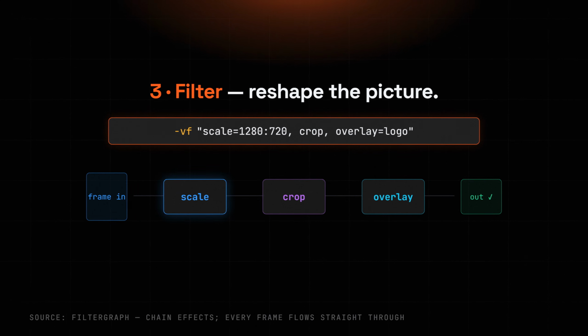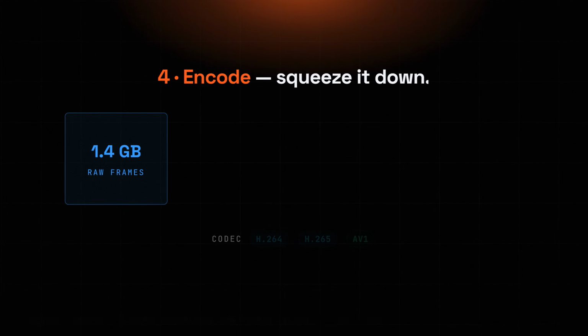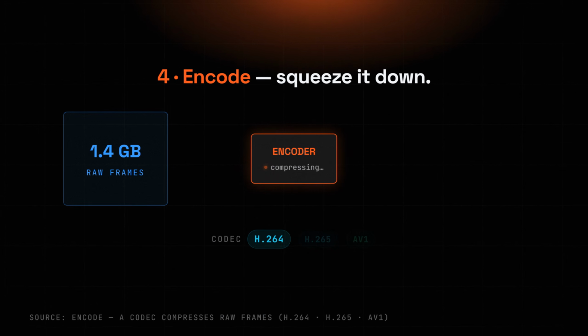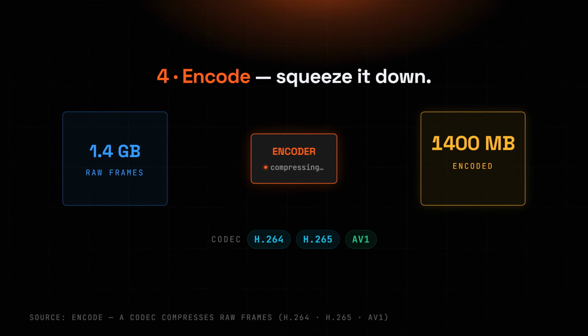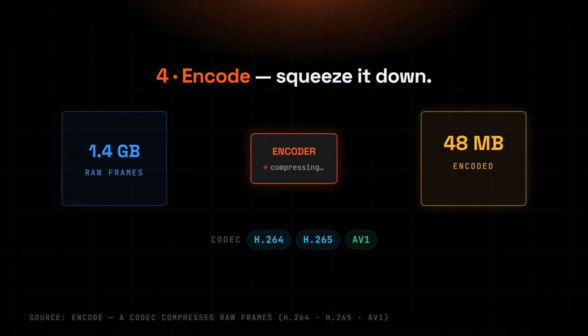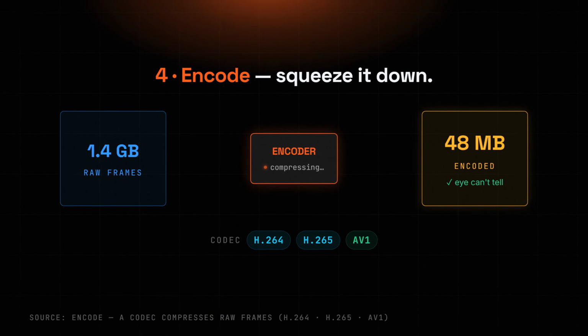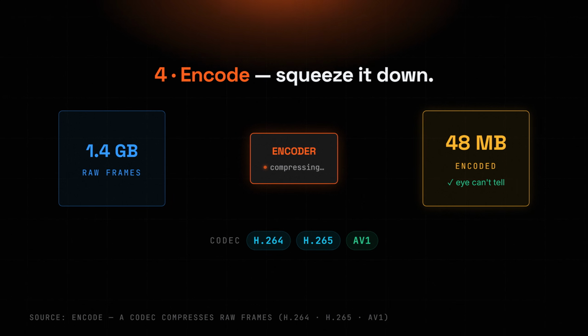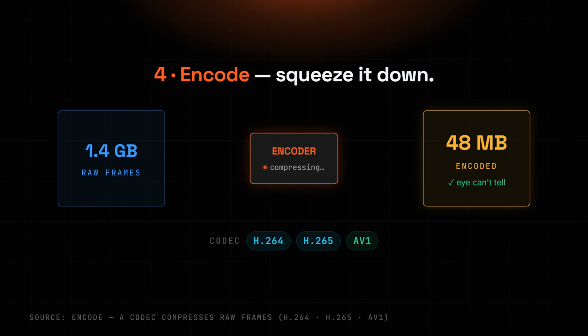Step 4. Encode. Raw frames are enormous, far too big to store or to send, so FFmpeg squeezes them back down using a codec like H264, H265, or the newer AV1. This is the magic step that takes a gigabyte and turns it into a few megabytes without your eye ever catching the difference.